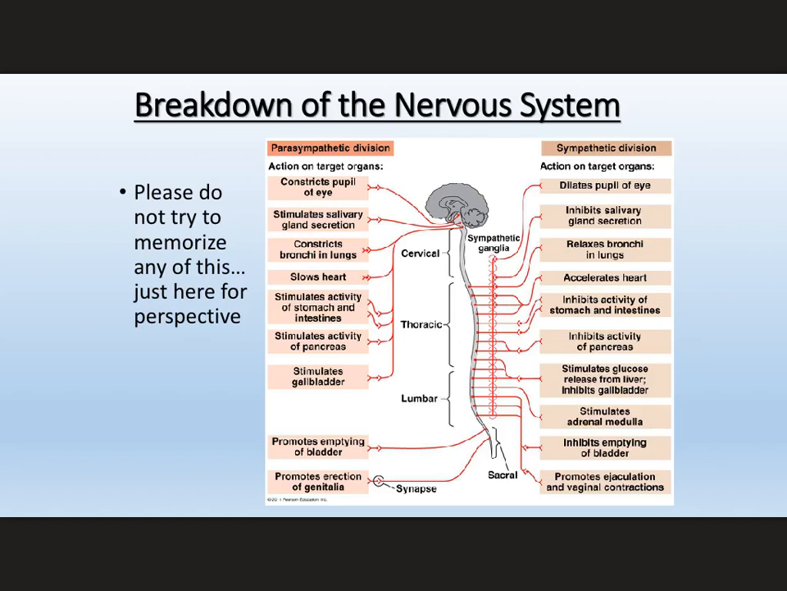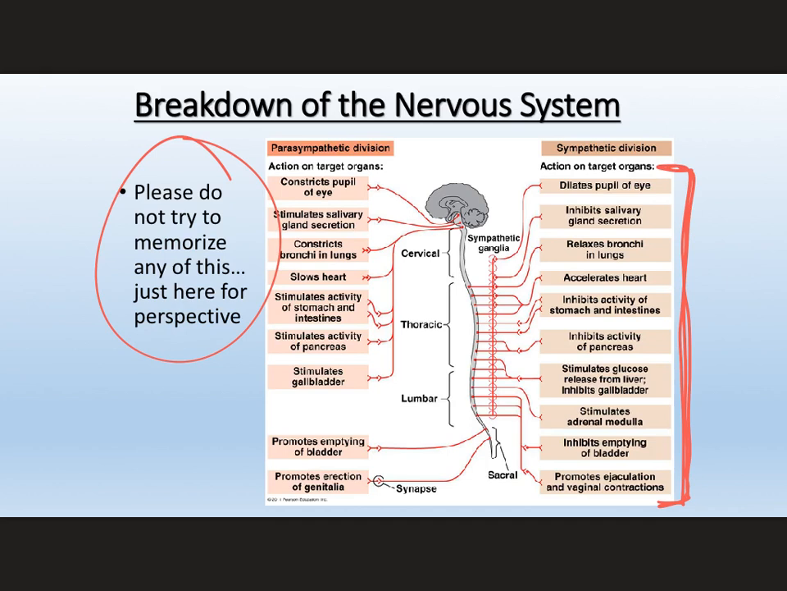Now here's a breakdown of the sympathetic versus the parasympathetic part of your nervous system. Very important here. Don't memorize this, right? This is just here for perspective. But you'll notice here on the right are some of those things that we had mentioned in the last set of notes that are part of that fight or flight response, right? And these are all things that your sympathetic nervous system is responsible for helping with.